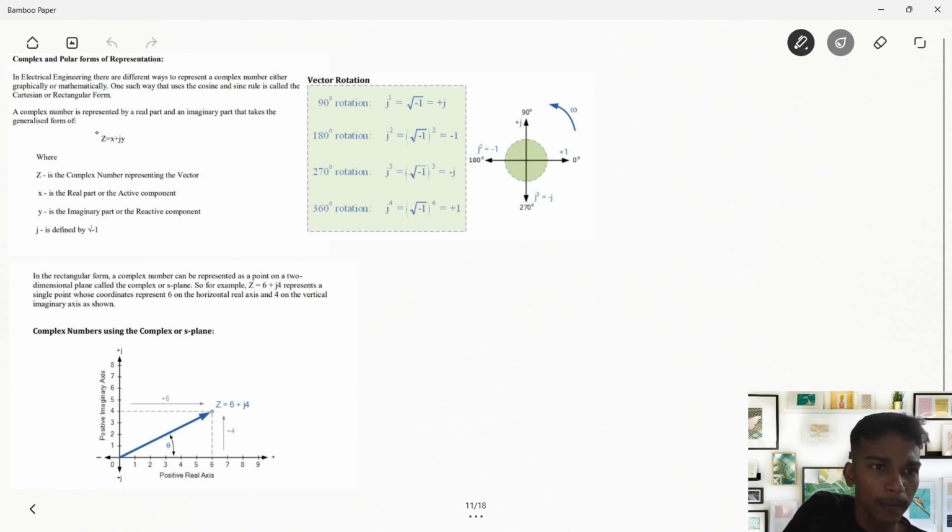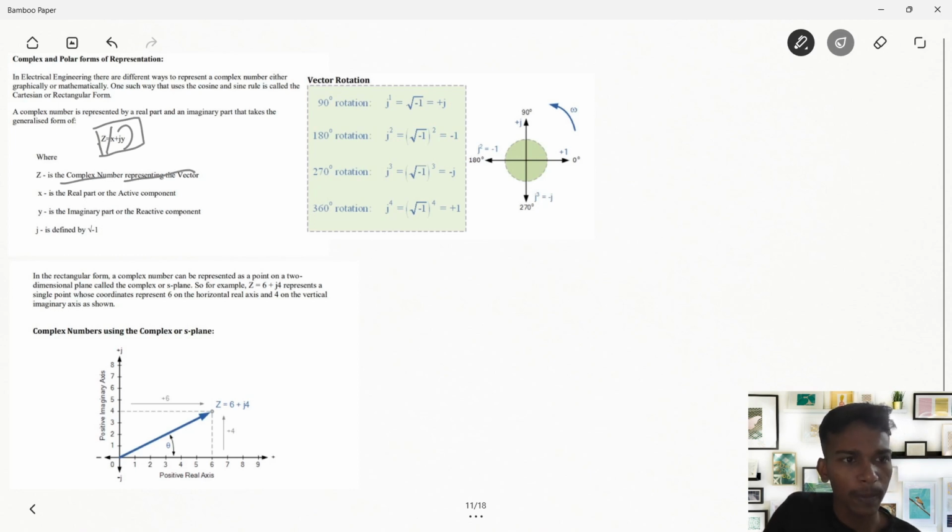Just consider z equal to x plus jy be the number, which consists of x as the real part and y as the imaginary part. That's what I have written over here. That is a complex number representing the vector, and x is the real part, the active component, and y is the imaginary part, the reactive component.